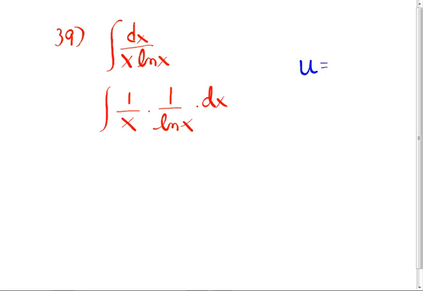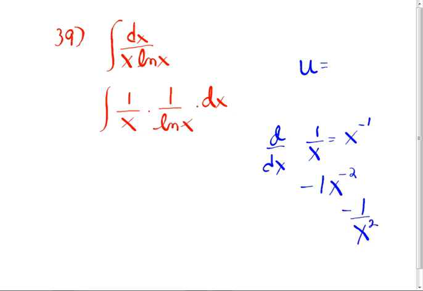What's the derivative of 1 over x? No, that's the integral. Okay, we should know how to do the derivative of this. This equals x to the negative 1, which is negative 1 times x to the negative 2. So it's negative 1 over x squared. So I don't want u to be 1 over x because that doesn't work. If I let u equal x, that doesn't change anything. So how about ln of x? Because what is the derivative of that? That's 1 over x dx.